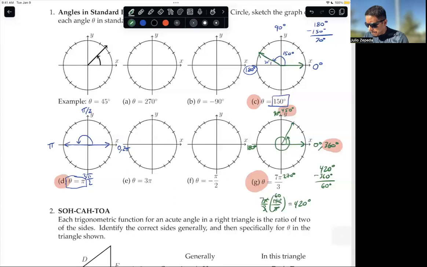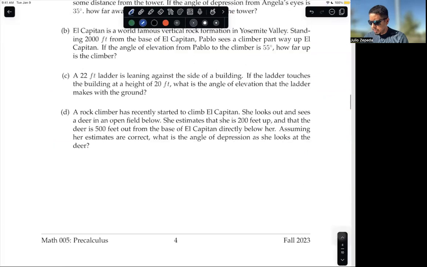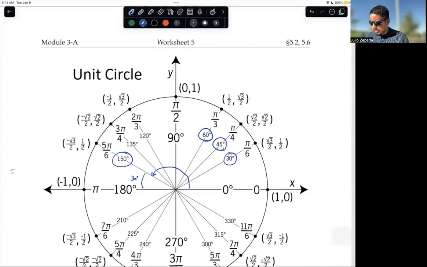I said that this reference angle, we calculated over here to be 60 degrees. If you take a look at the unit circle, you'll see that this increment here means 30 degrees. This one means 45 degrees. And this one means 60 degrees. That's why I drew it to that third tick mark. Let me scroll over to the unit circle. 30 degrees, 45 degrees, and 60 degrees is what's indicated there.